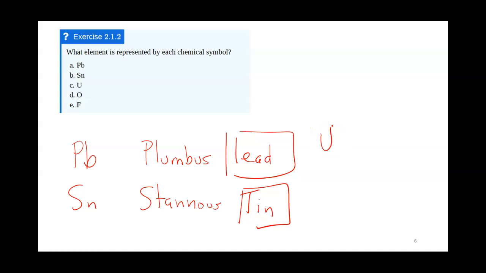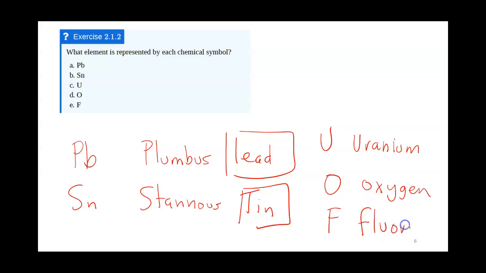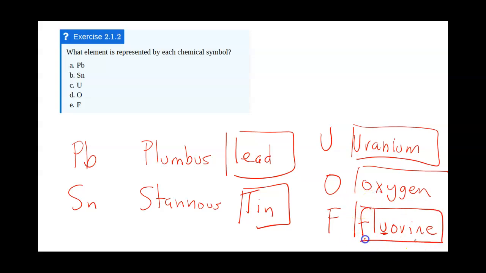U, if we look in the previous table, we'll see is uranium. O, oxygen. And then F, this one's worth taking a note of, is fluorine. Note the spelling here, it's U before O. And all you're doing here is just looking these up in the table and making sure that you're not accidentally writing down the wrong name.